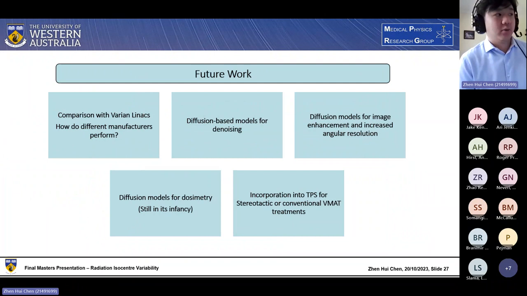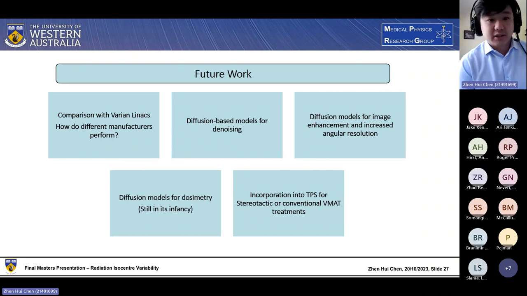So in terms of future work, we could do a comparison with varian Linacs because all these data sets were from Elekta, and we can check to see how different manufacturers perform. And that could potentially aid in future purchasing decisions. Secondly, diffusion-based models for denoising. There has been quite a lot of work in terms of artificial image generation and denoising based on diffusion-based models and machine learning. So I believe that instead of manually applying a median filter or any other smoothing or noise reduction filter, diffusion-based models could potentially be automated into the system so that you have enhanced images.